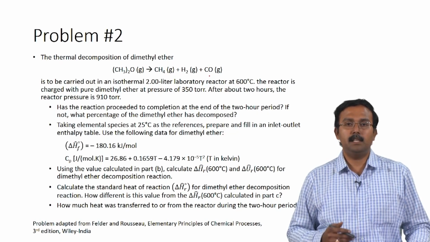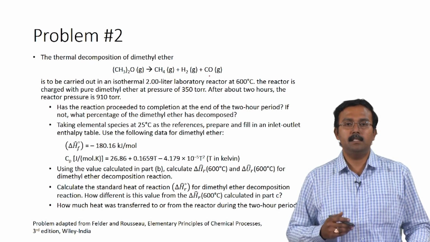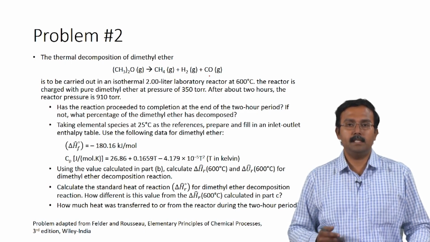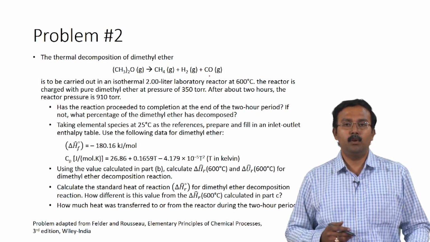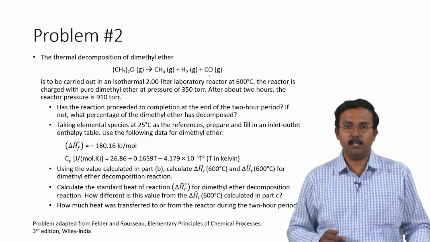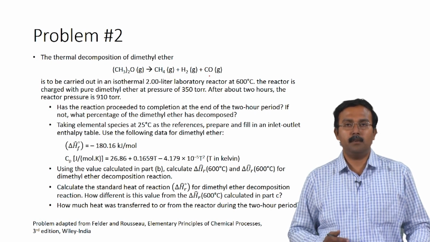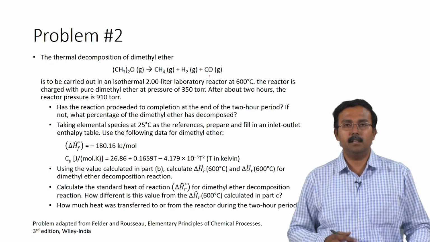Heat of formation for dimethyl ether is minus 180.16 kilojoules per mole. Cp for dimethyl ether, in terms of kilojoules per mole Kelvin, is given as 26.86 plus 0.1659 T minus 4.179 times 10 power minus 5 T squared, and temperature here is in Kelvin. So, this is to be taken carefully.